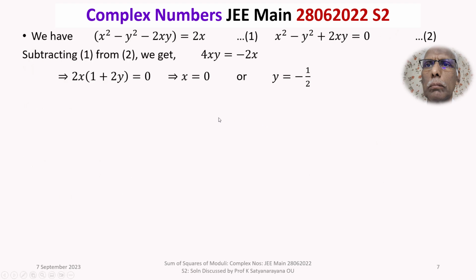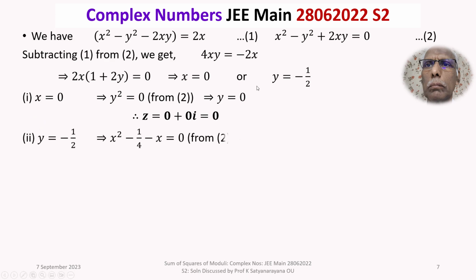Let's take the first case. When x = 0, put it in the second equation. Then you will get y² = 0, which implies y = 0. So when x is 0, y is 0. Therefore, the solution z = x + iy is 0 + 0i, that is 0, the zero complex number.